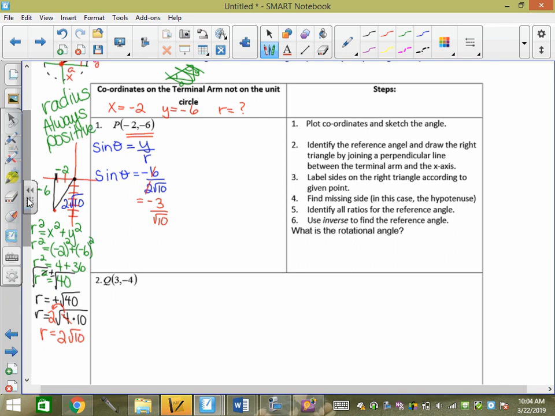What do you think? Rationalize the denominator. What do we have to do? No, no flippy flippy. We want to get rid of root 10. Thank you. Not 3 root 10, just root 10. So that's sine.